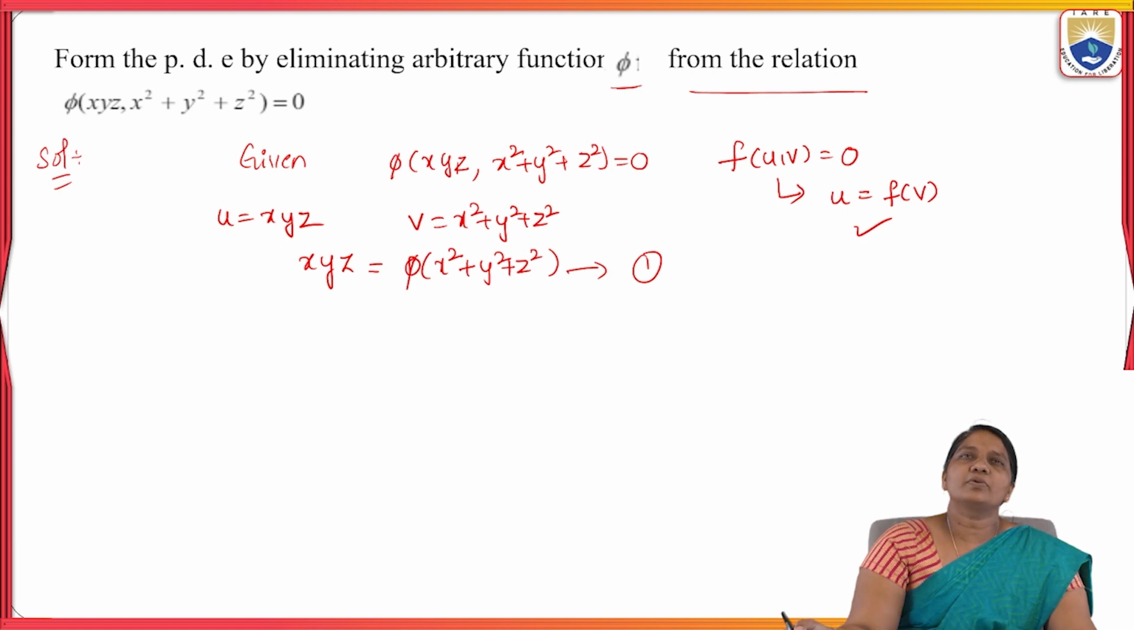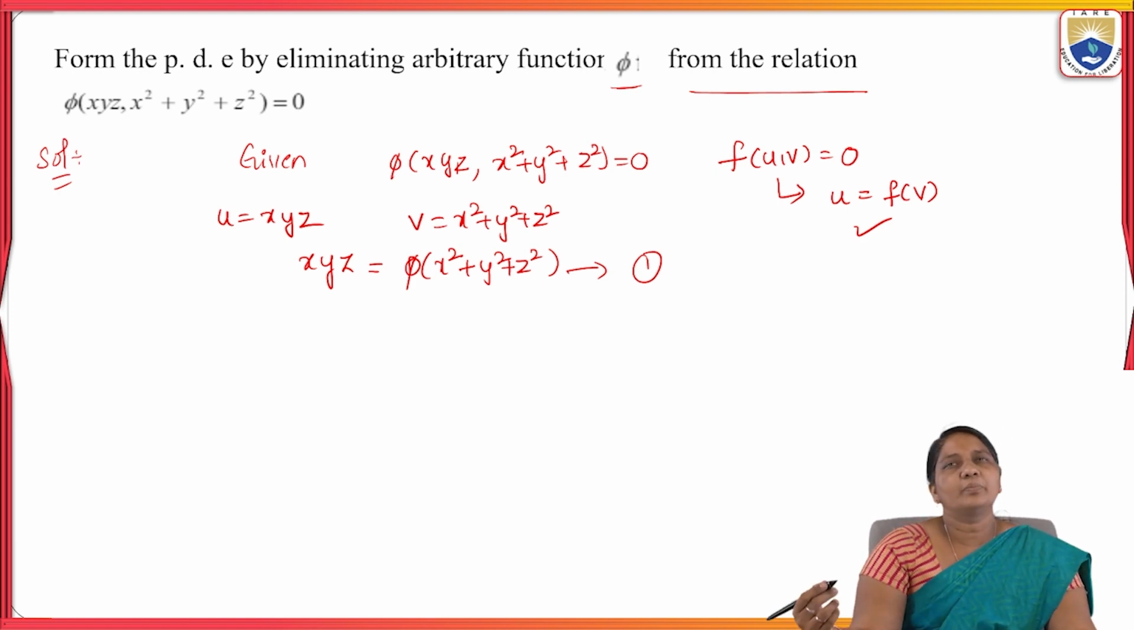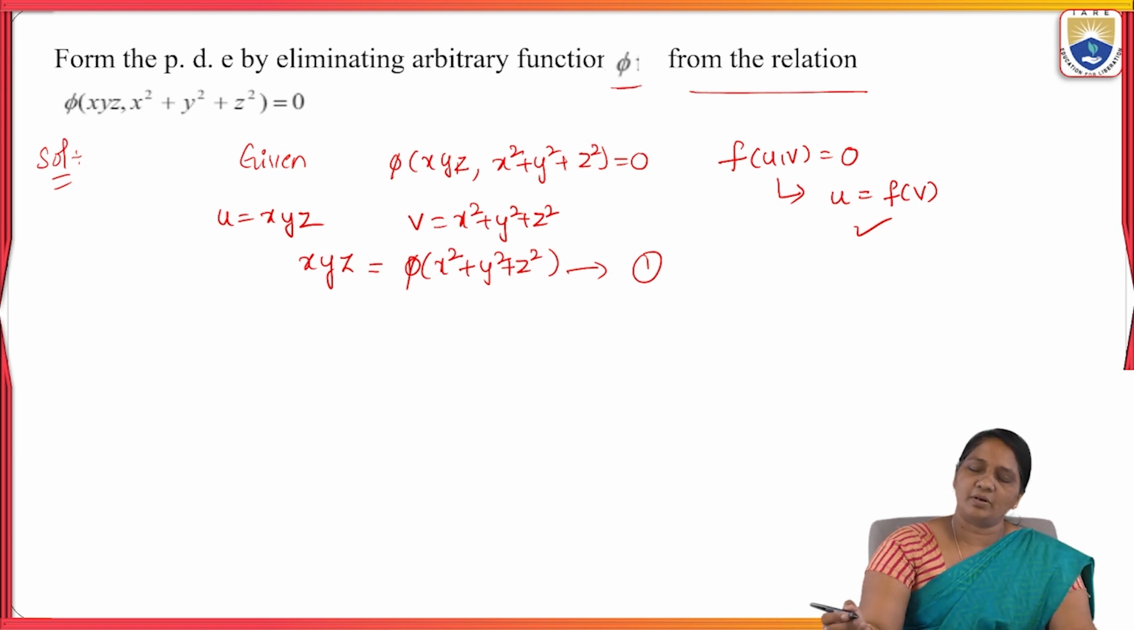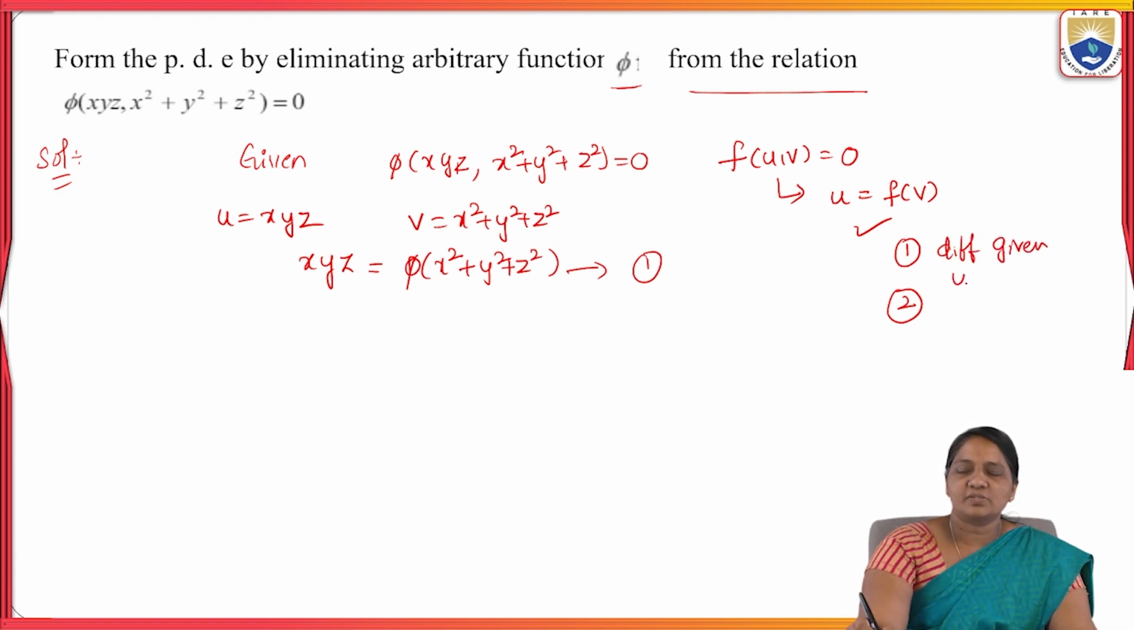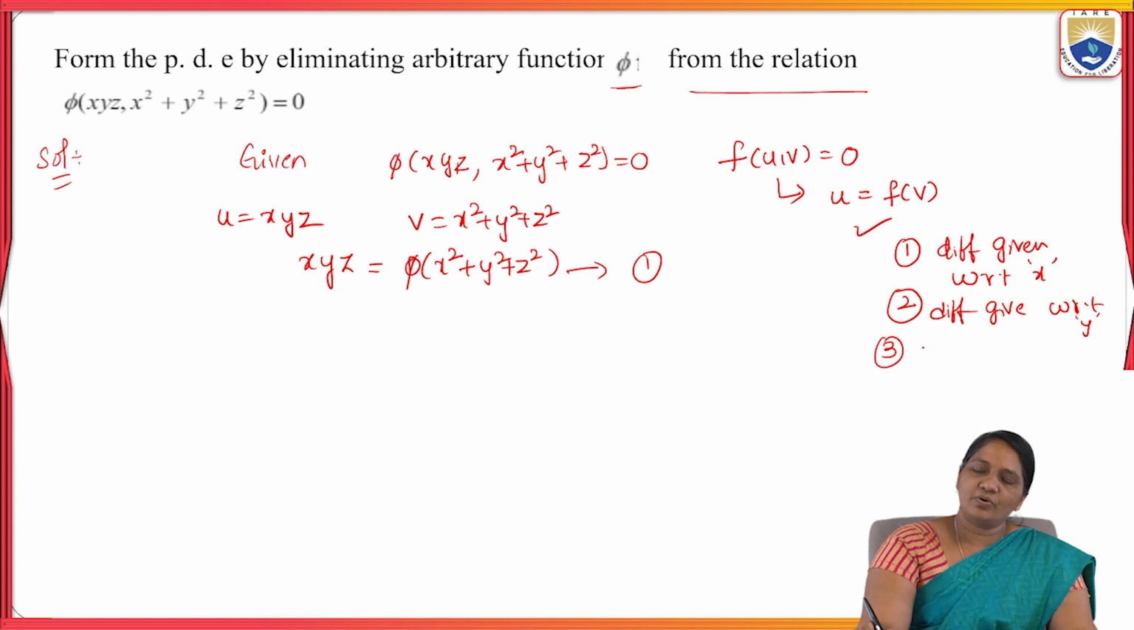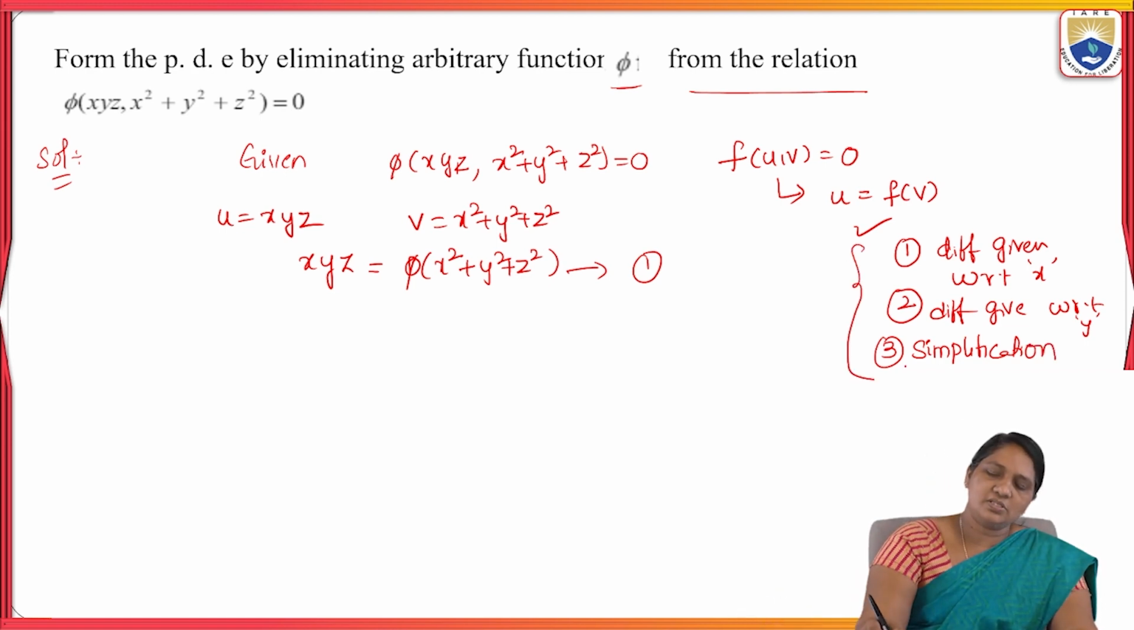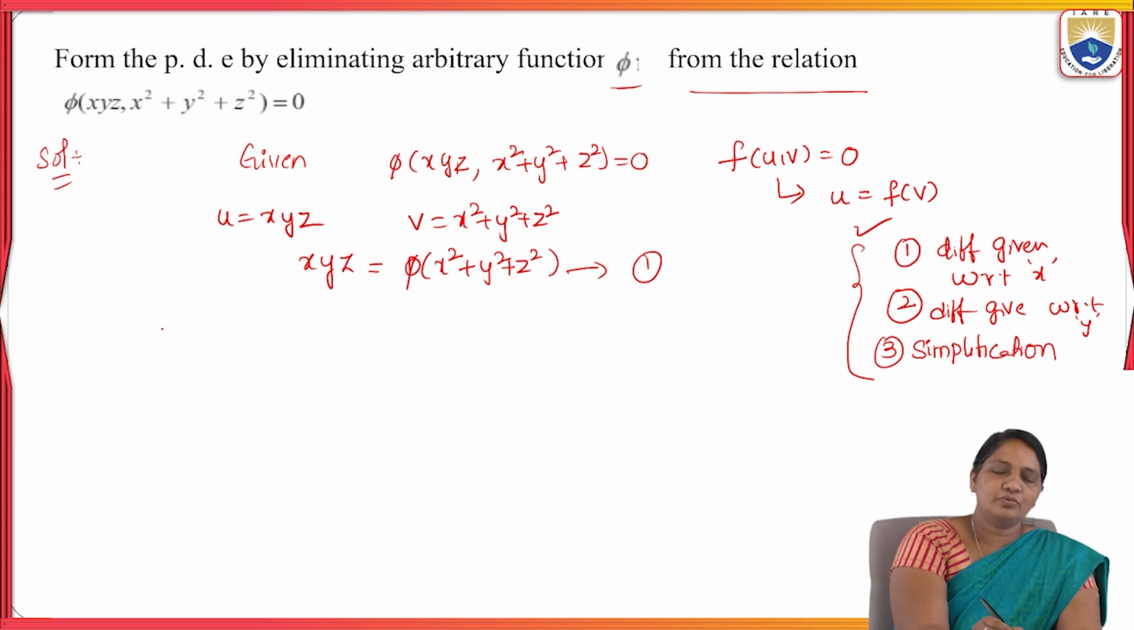What is the procedure we are going to follow to form a PDE by eliminating arbitrary functions, or arbitrary constants also? We have to differentiate the given equation with respect to x, then differentiate the given equation with respect to y. After that we do the simplification to form a PDE. So we follow these three steps to form a PDE here. First, this is equation 1.